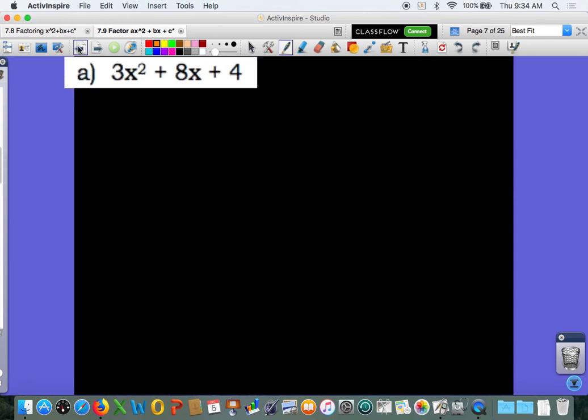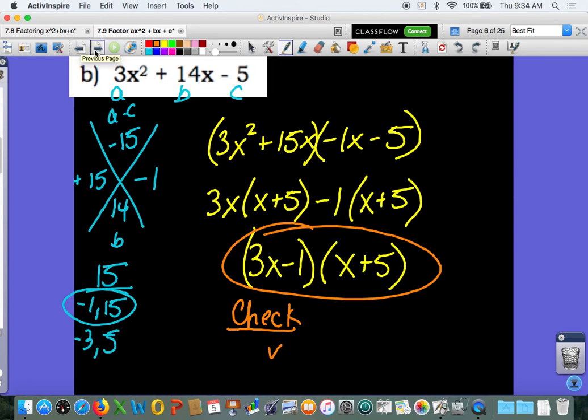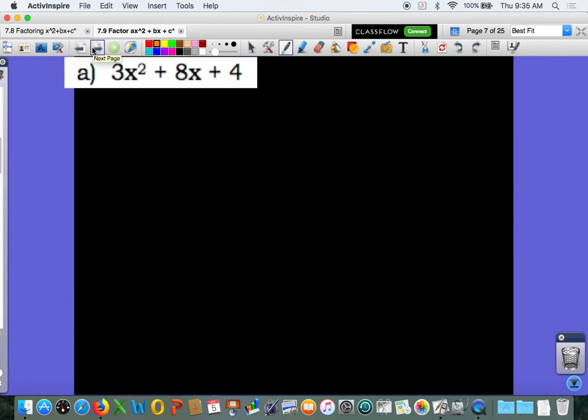Okay, we're going to do one more like this, and then we're going to jump to one more type of problem. All right, so this problem, another number, letter A, we have no GCF. So if I don't have a GCF, I'm going to label my A, B, and C. A, B, C. Go to your X at the top. 3 times 4, A times C, that's 12. And your B on the bottom, which is 8.